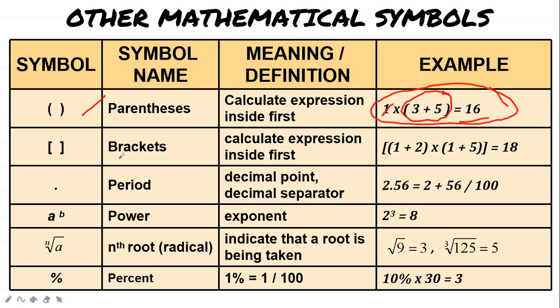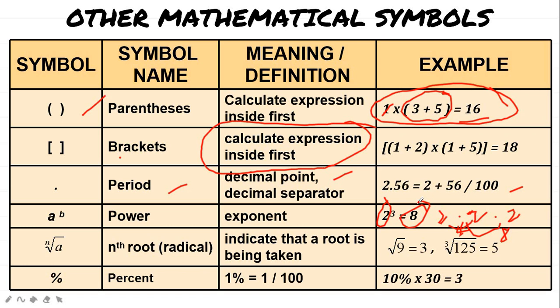And then we use brackets. Just like the parentheses, it is used to calculate the expression inside the brackets. Then we have the period or the decimal point, the decimal separator. So 2.56 is equal to 2 plus 56 over 100. Then we have the power or the exponent. It is used to indicate how many times we are going to multiply the base by itself. For example, 2 raised to 3. We multiply 2 by itself 3 times, so 2 times 2 times 2. 2 times 2 is 4, and 4 times 2 is equal to 8.